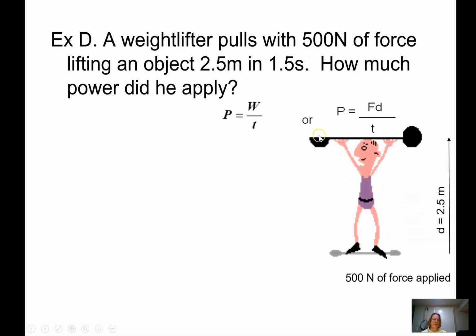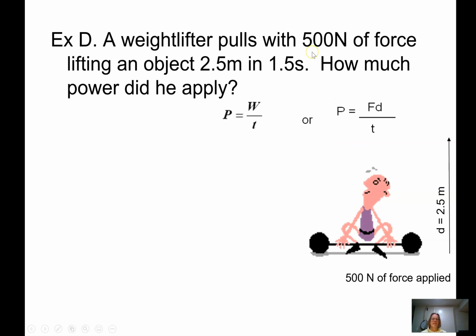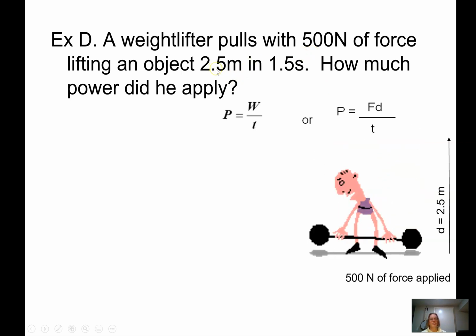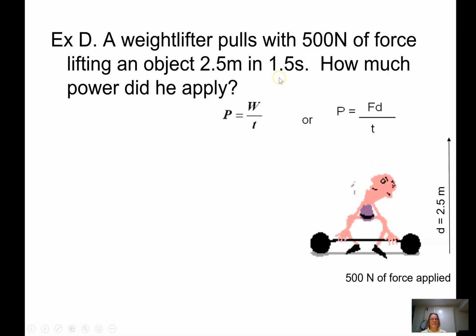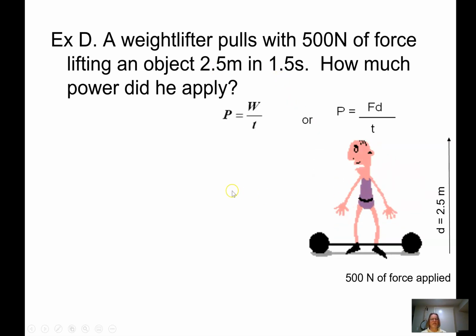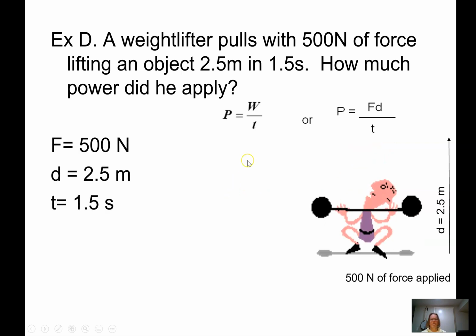Look at that. Bam, right into the ceiling on that one side. So this is only a 500 newton, but he is lifting at 2.5 meters, so that's a bunch of work, but in 1.5 seconds. He's either tired or he's not as powerful as the last person. So find the power.